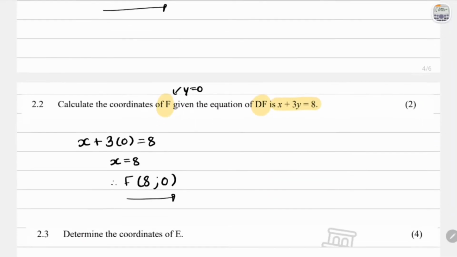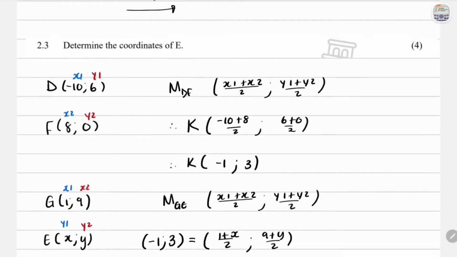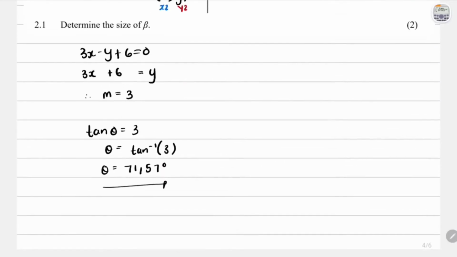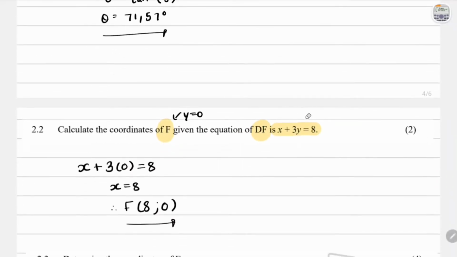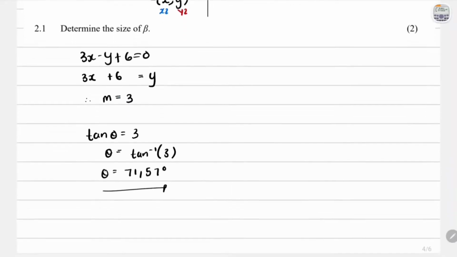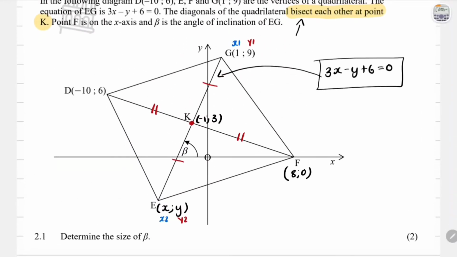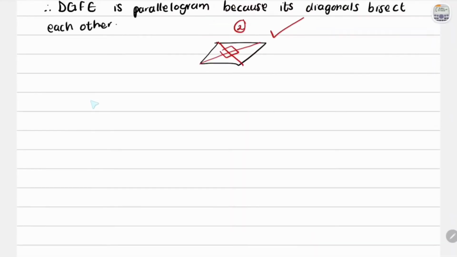They told us that already. They told us that DF is this. And we know the gradient of the first one because we did use the gradient. So we just need the gradient of DF. We used the gradient of the first one and we found that its gradient was 3. So that is the gradient of line EG. So this is what I'm going to tell them: the gradient of line EG is 3.